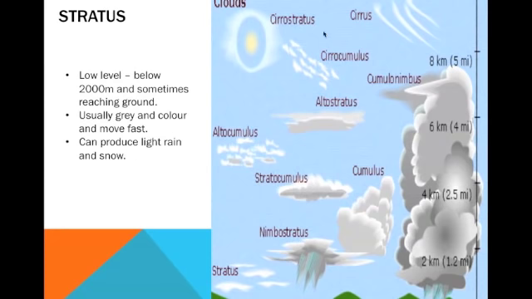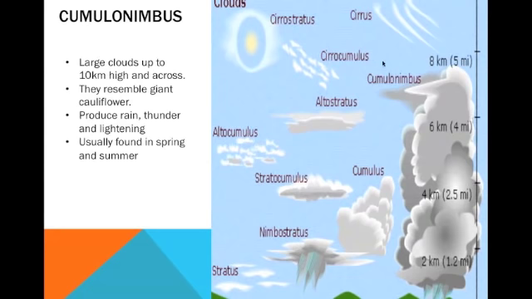The stratus clouds, right here, they're low level. They're below 2 kilometers or 2,000 meters high, and they sometimes reach the ground. They're usually gray in color, and they move pretty fast, and they can produce light rain and snow.